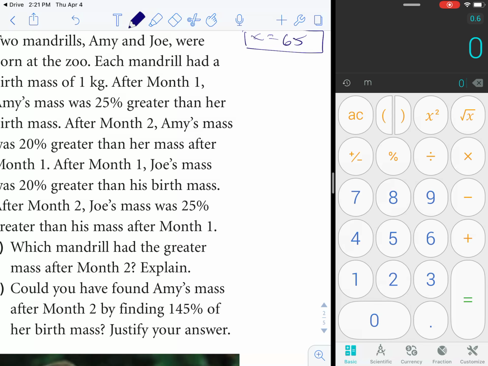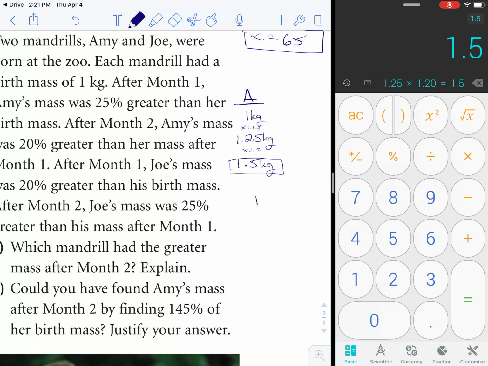So let's do Amy. She starts at 1 kilogram, and she adds 25%. So 1.25 times 1. Her next weigh-in is 1.25 kilograms. And then she adds 20% more. So 1.25 times 120%, which is 1.20, times 1.2. So our final weight is 1.5 kilograms.